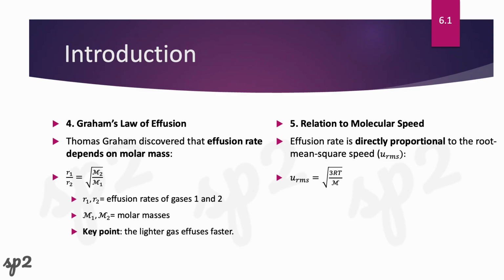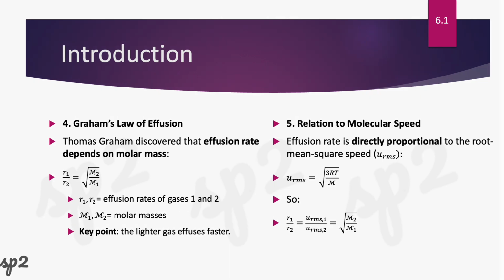You can also relate that to the molecular speed using this equation here. So the effusion rate is directly proportional to the root mean square speed, right? The u_rms, as you remember. If you put them together and do a little bit of rearrangement, that would give us R1 over R2 equal to the square root of M2 over M1.